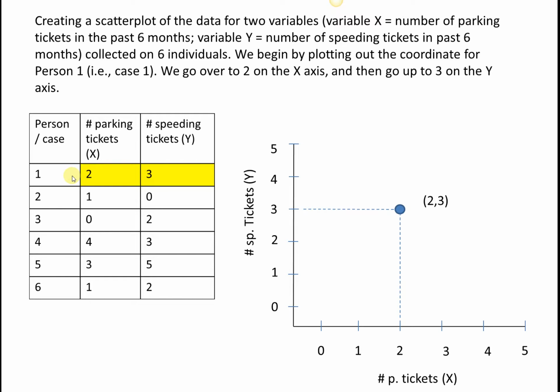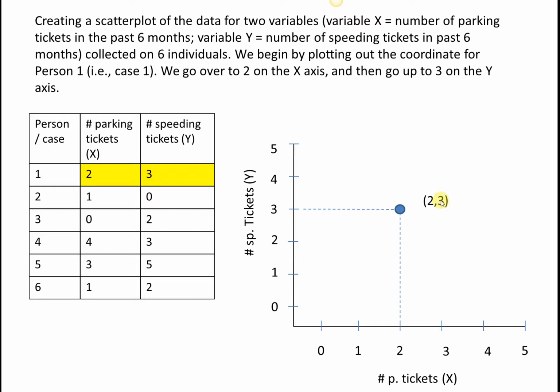So we can see that person 1 in the data set indicated that he or she had 2 parking tickets and 3 speeding tickets. So we would plot that person's coordinate on our plane by moving over 2 on our X variable, so 1, 2, and then going up 3 on the Y variable. So we're starting at 0 here, just go 1, 2, and 3. And so this is that person's coordinate on the XY coordinate plane. You can see the coordinate printed out here.